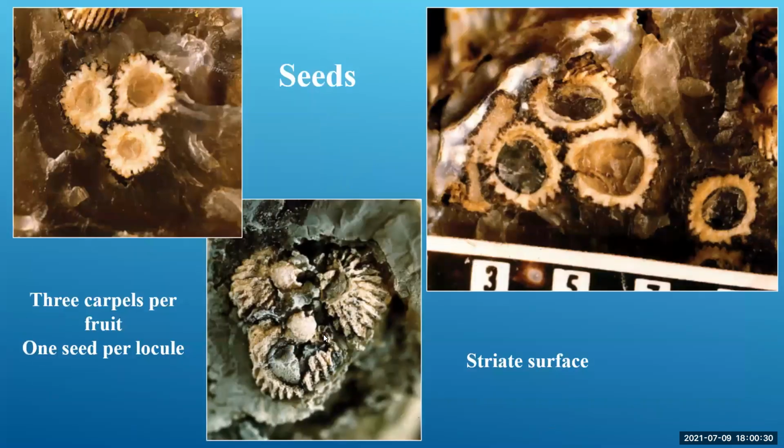A closer look at the seeds, you can see they're in clusters of 3 there, and this is one fruit, so there's a cross-section of the fruit showing the seeds inside. There's 1 seed per locule, and there are 3 carpels in the fruit. So you can see the outline of the carpel here and the seed inside. The seeds look to be kind of spiny, but when you actually look at the fractured surface, it turns out that they're striated and a little bit curved.